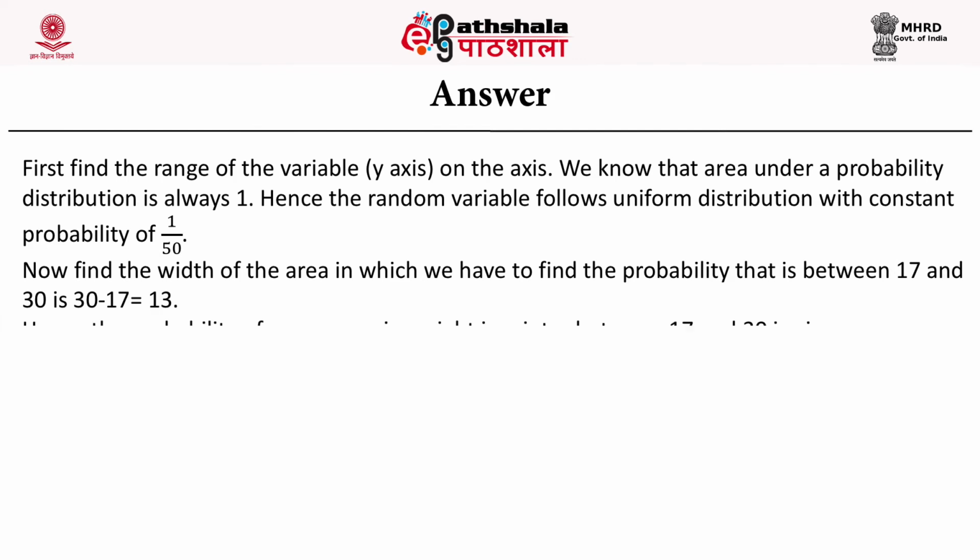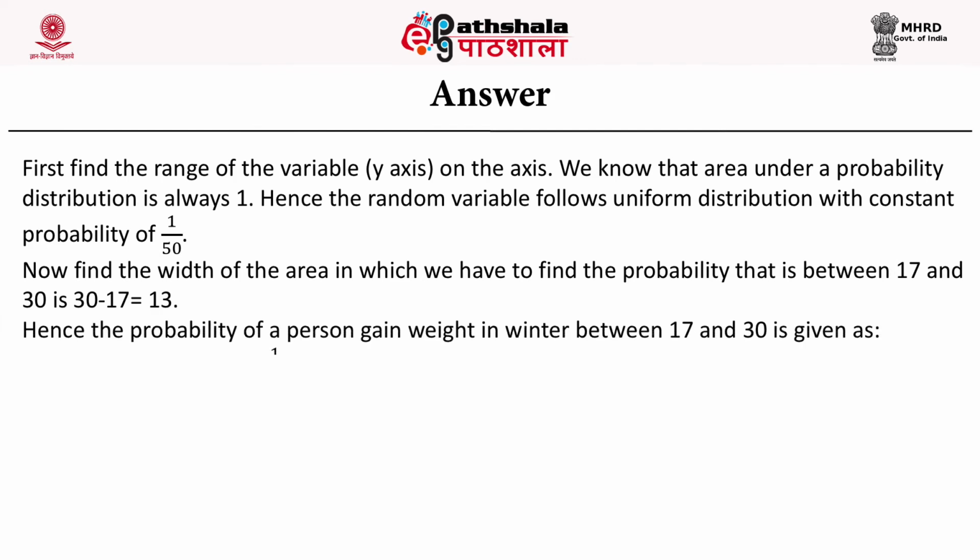Now find the width of the area in which we have to find the probability that it lies between 17 and 30. The range is 13, which we derived by subtracting 17 from 30. Hence the probability of a person gaining weight in winter between 17 and 30 pounds is 13 times 1 upon 50, that is 0.26.